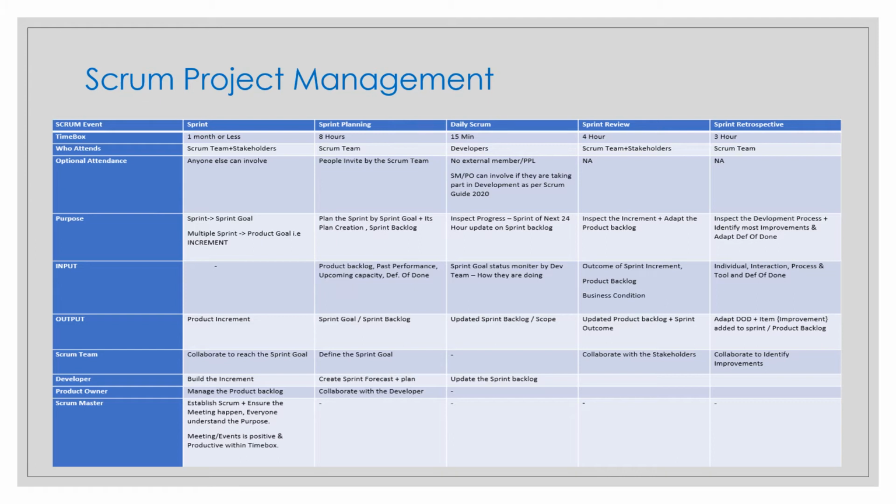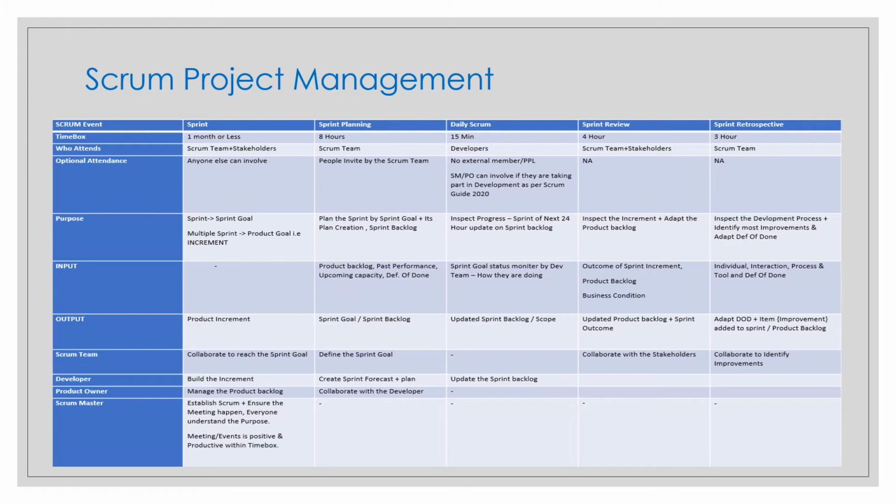Sprint planning is 8 hours or less, based on the sprint, maximum of 8 hours. Daily scrum will be 15 minutes, not more than that. Sprint review will be 4 hours based on the sprint, maximum is 4 hours, and sprint retrospective is maximum of 3 hours. You have understood the roles and responsibilities, and we have covered all the roles, artifacts, and the events.